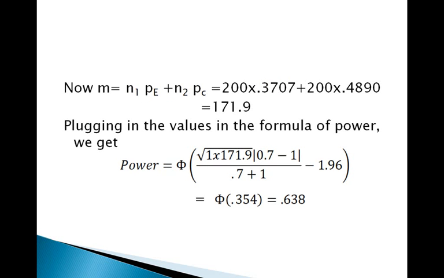That's what gets us to the m, which is the magic number we're looking for to plug into the power calculation. So now we have n sub 1, P sub E, plus n sub 2, P sub C, which gets us to 171.9. We have 171.9 times k, which was 1, the difference in 0.7 minus 1, and the critical value of 1.96, getting us to a power of 0.638.